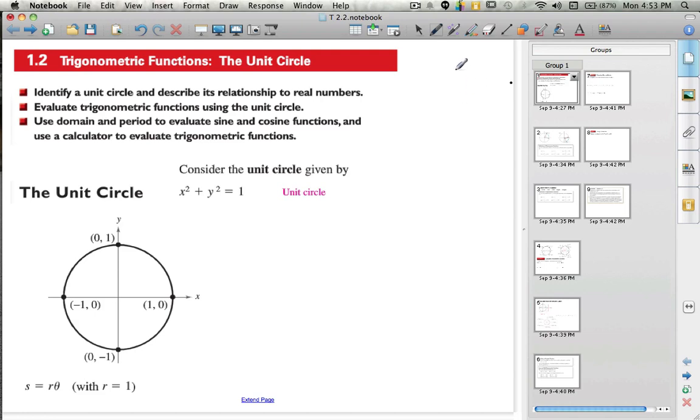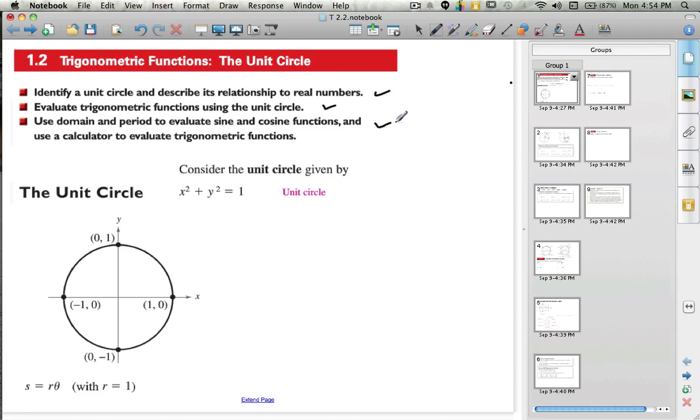In section 1.2, we're going to work on the unit circle and understanding how it's created and what it's used for. We want to be able to identify the unit circle and describe its relationship to real numbers. We're going to evaluate trigonometric functions using the unit circle, and use domain and period to evaluate sine and cosine functions. And then we're going to use calculators to evaluate other trig functions.